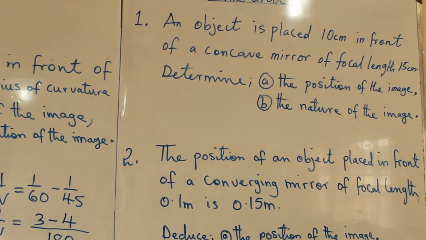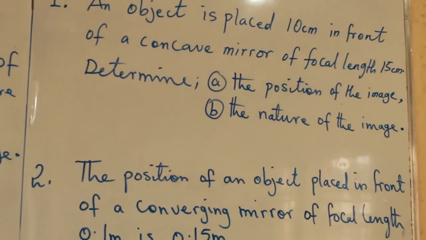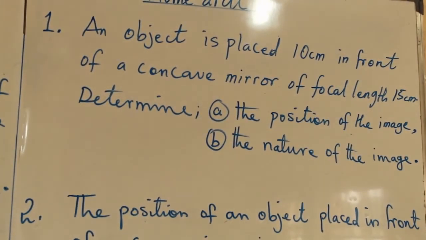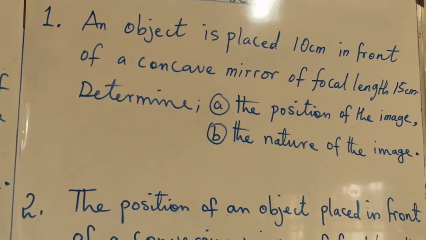Number 1. An object is placed 10 centimeters in front of a concave mirror of focal length 15 centimeters. Determine A, the position of the image, and B, the nature of the image.